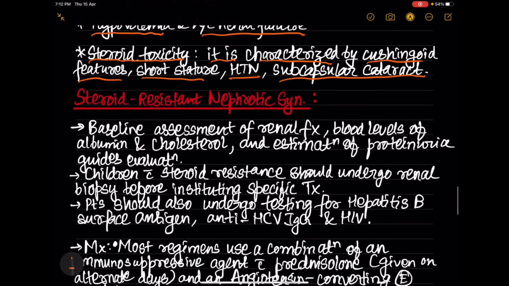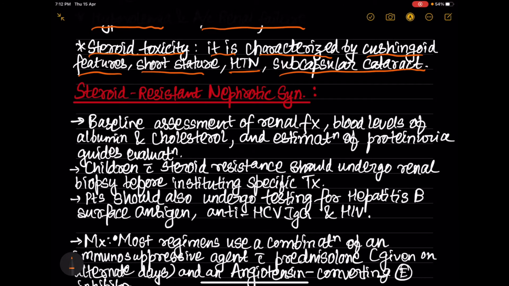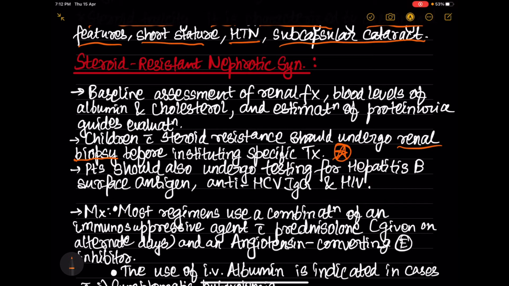Now coming to the steroid resistant nephrotic syndrome. So in steroid resistant nephrotic syndrome, baseline assessment of renal function, blood levels of albumin and cholesterol, and estimation of proteinuria guides the evaluation. Children with steroid resistance should undergo renal biopsy before instituting the specific treatment. This is a very important statement. They should undergo renal biopsy. Patients should also undergo testing for hepatitis B surface antigen, then anti-HCV IgG, and HIV.